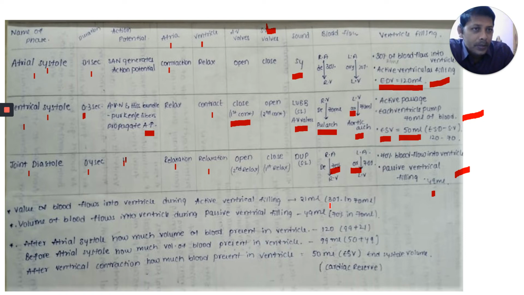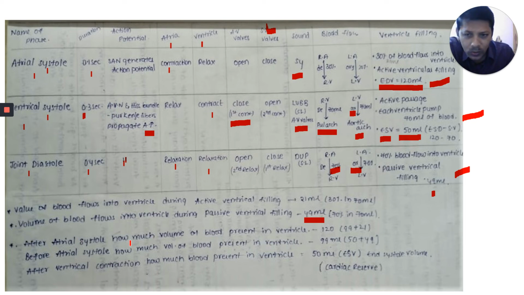30% of 70 ml, 3 sevens are 21 ml. Volume of blood flows into ventricles during passive ventricle filling: 49 ml. That was 70% of the 70 ml, that means 49 ml. 7 sevens, 49.